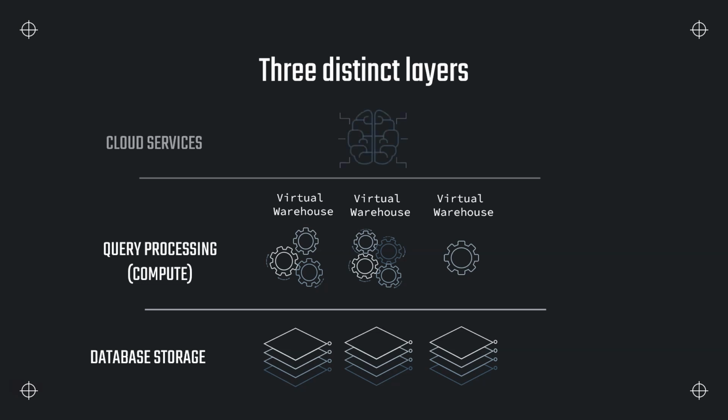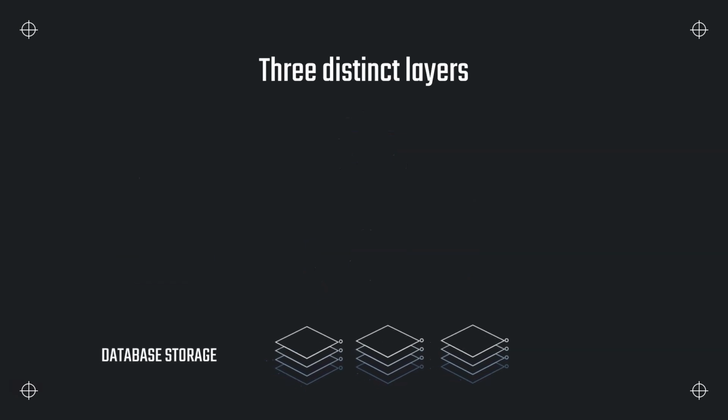And then lastly, we have the so-called cloud services layer. This is also called the brain of the system, because in here all of the threads come together and all of the different components and activities are managed. But now we want to dive a bit deeper into each of those layers.